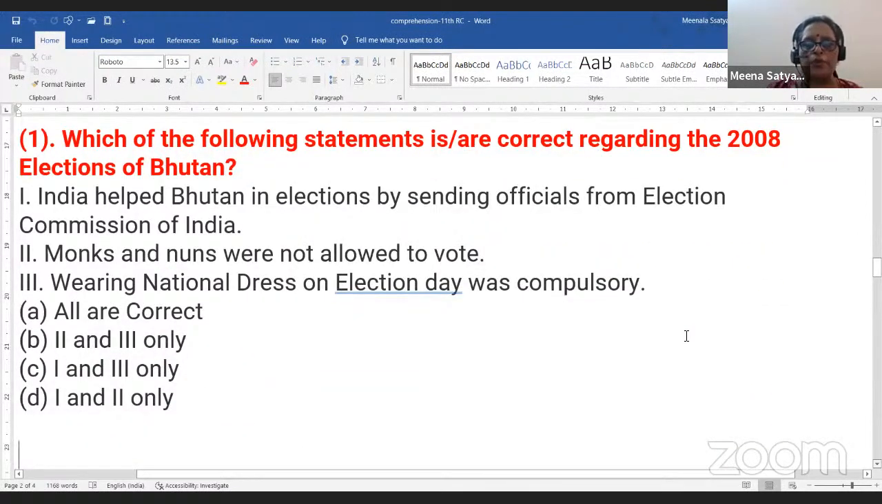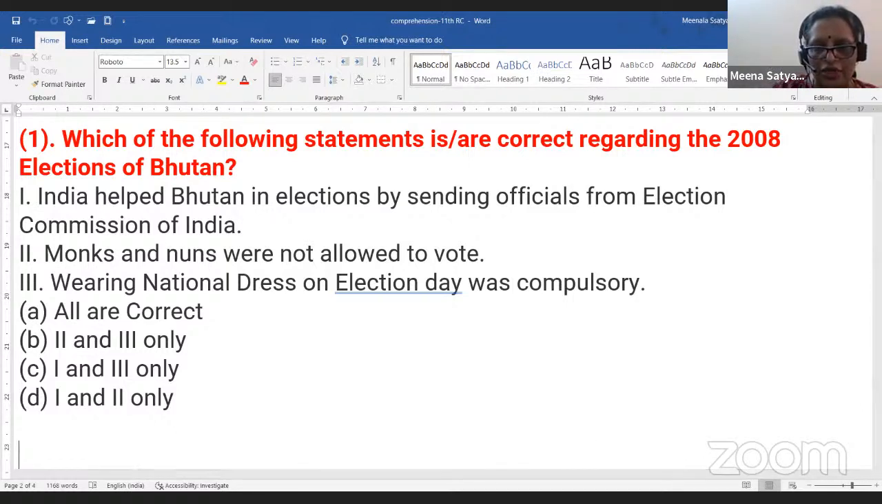Okay, India helped Bhutan in elections by sending officials from Election Commission of India. Monks and nuns were not allowed to vote. Wearing national dress on election day was compulsory. The answer is all are correct. How simple. If there's any chat, let me see. I don't know if you people have chatted or not. Okay, fine. Doesn't matter. I'll continue with my work. You can see it whenever you're free. Let's move on.